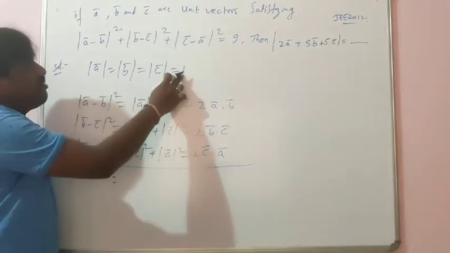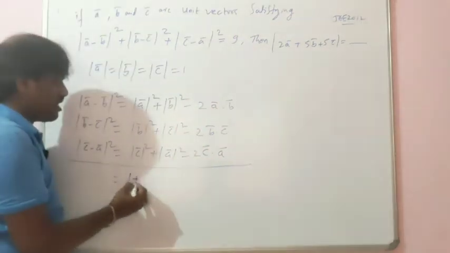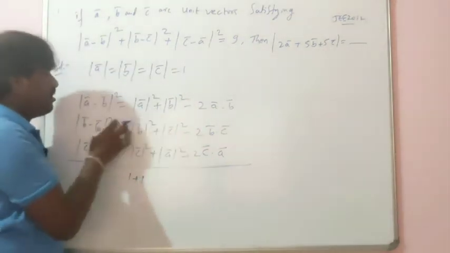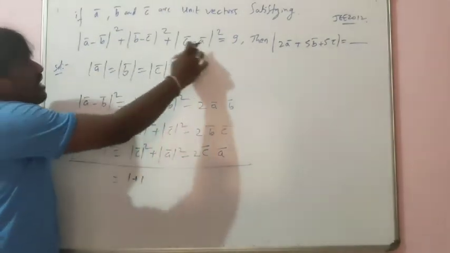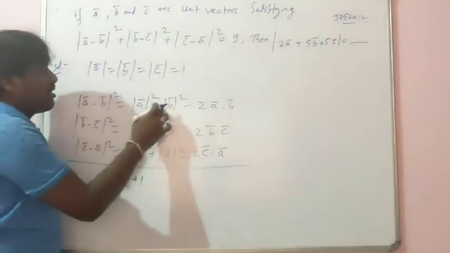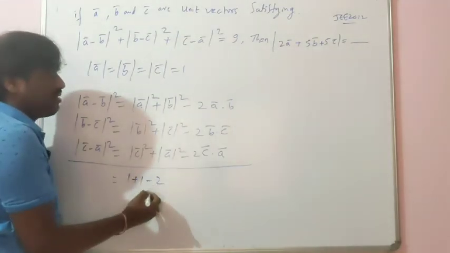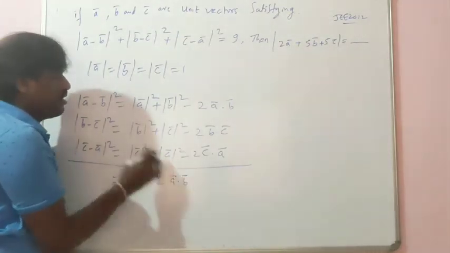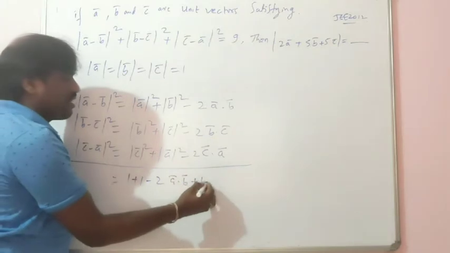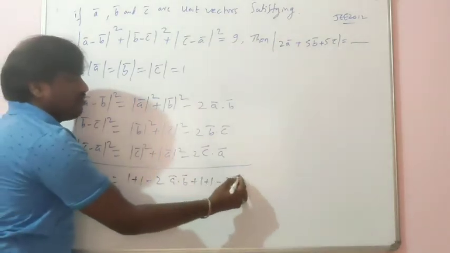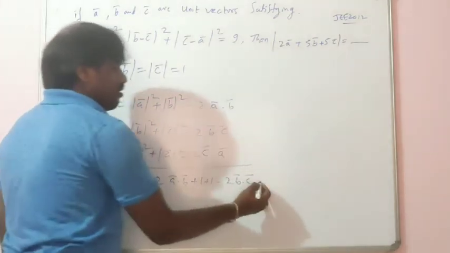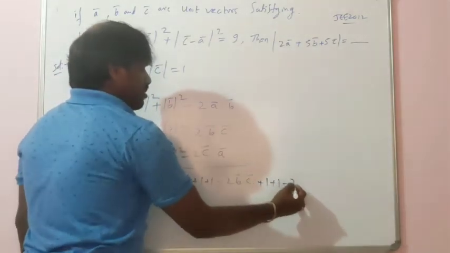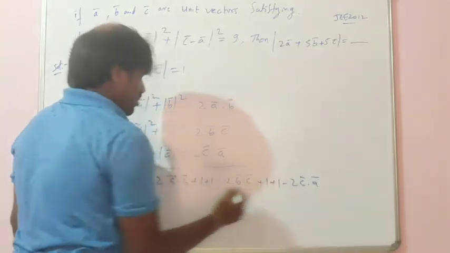Mod A is nothing but 1. 1 square is 1. 1 plus 1. Here I am going to get 1. See, this is the addition of this total. I am not writing this, but the addition of this total is equal to 1 plus 1 minus 2 times A vector dot B vector, 1 plus 1 minus 2 times B vector dot C vector, 1 plus 1, 1 square plus 1 square is 2, minus 2 times C vector dot A vector.